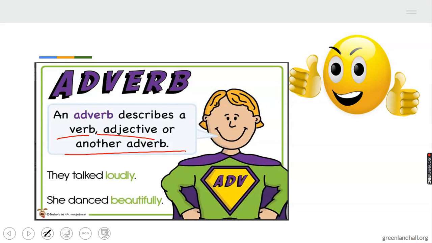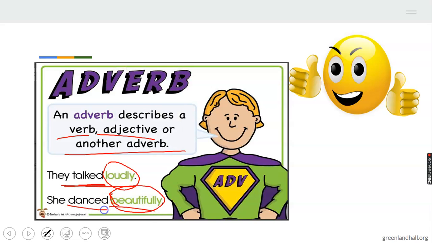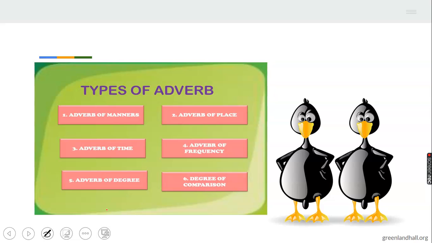Can you see what adverb describes now? It describes 3 different parts of speech. An adverb describes a verb, describes an adjective, and it describes adverb again. Okay, now look at this sentence. It talked loudly. You can see this loudly is describing this verb, talked. And then the second sentence is she danced beautifully. Beautifully is the adverb describing the verb danced. Do you understand?